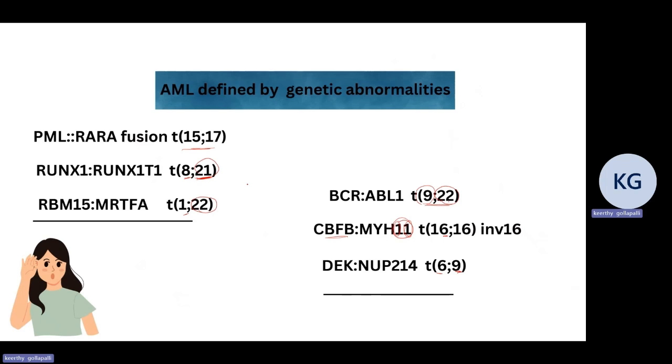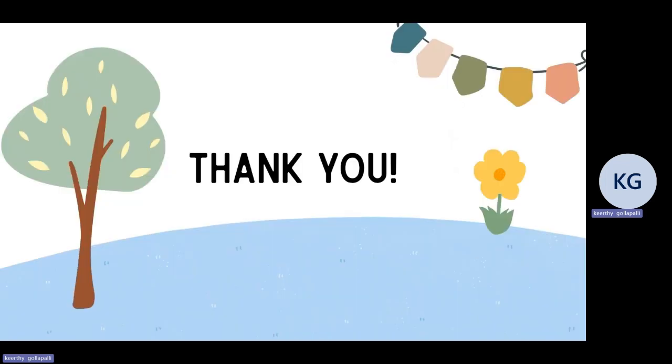Remember PML-RARA translocation 15;17, RUNX1-RUNX1T1 8;21, RBM15-MRTFA 1;22, BCR-ABL 9;22, CBFB-MYH11 inversion 16 or 16;16. DEK-NUP214 6;9. So this is a simplified version to remember these translocations. Hope you like it. See you in the next class.